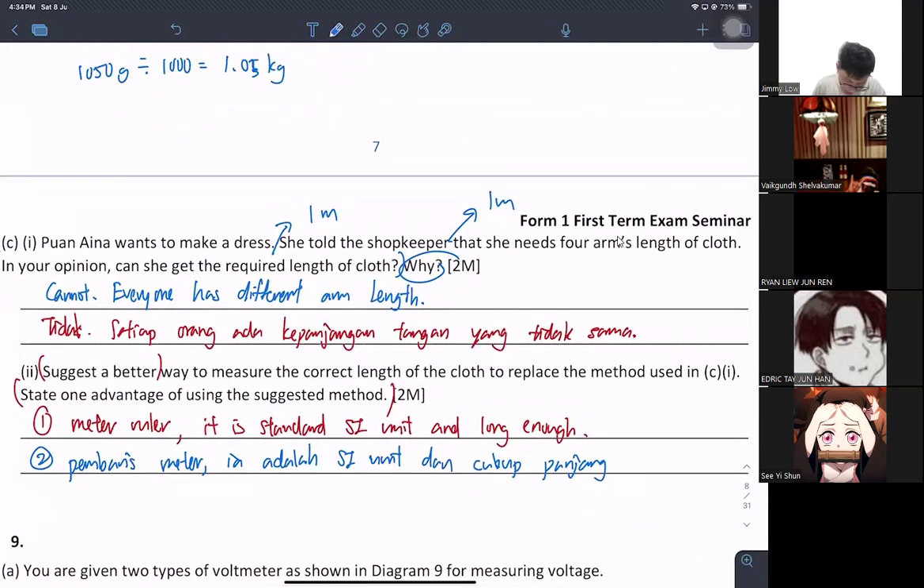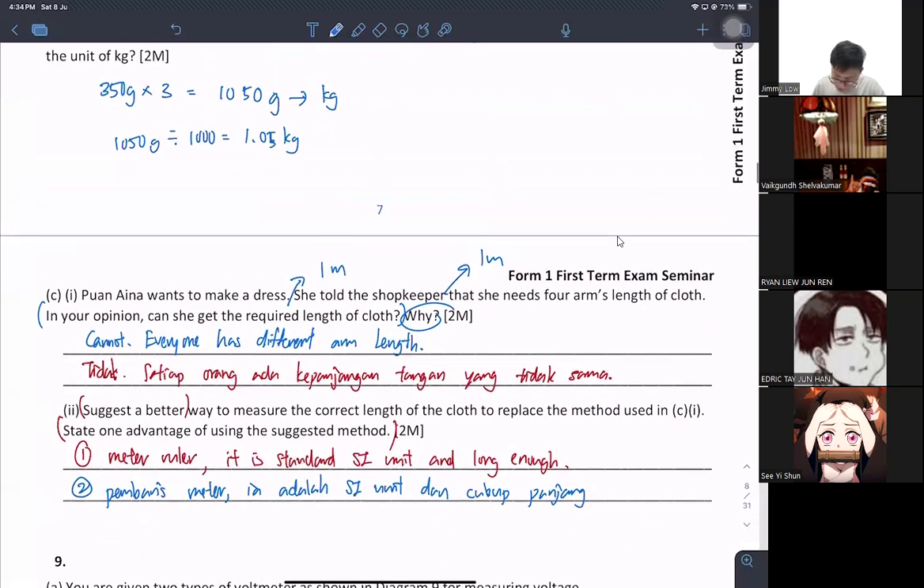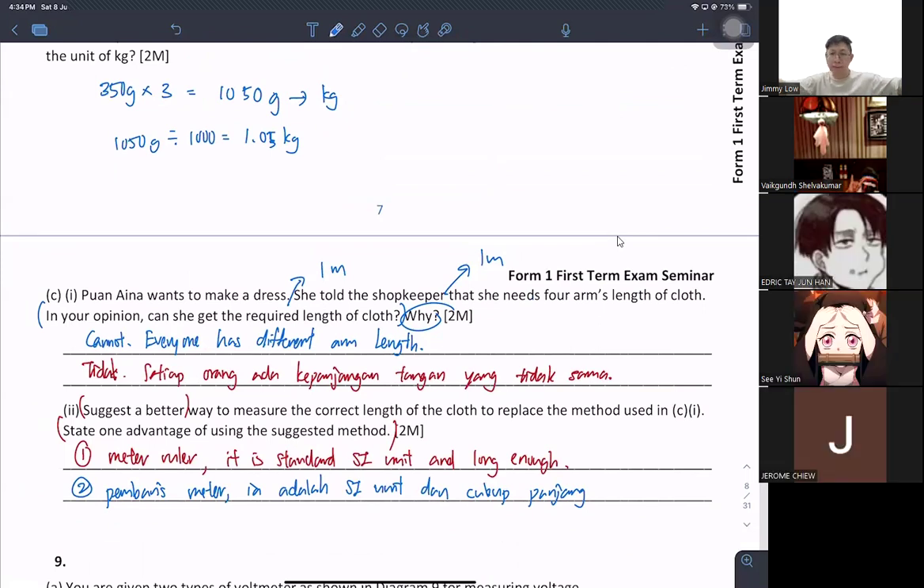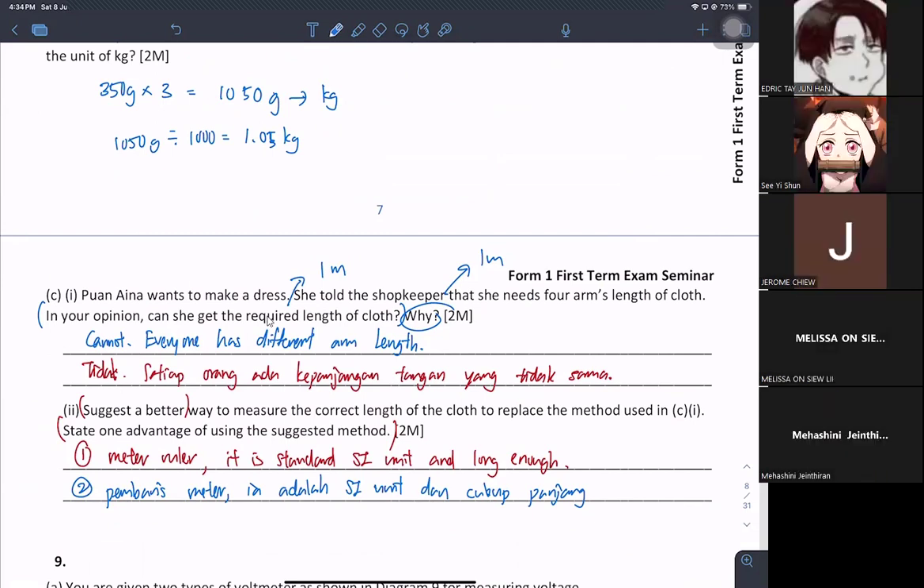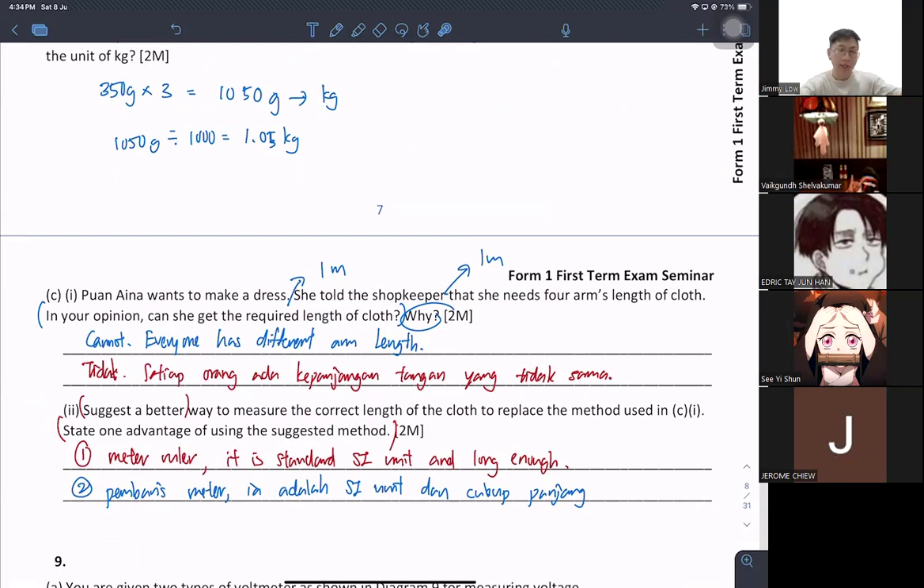Okay, C. Now she's going to make a dress. The shopkeeper told her she's going to use 4 arm lengths as a measure. In your opinion, can she get the required length of cloth? Actually, no. As we said, this is the reason SI units exist. With no SI unit, how are you going to measure? Everyone has a different arm length, so the measurement in the end is definitely inaccurate. So that's why cannot.